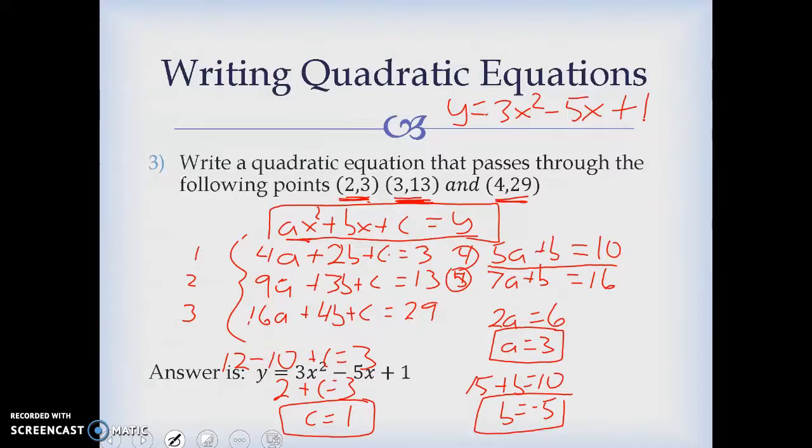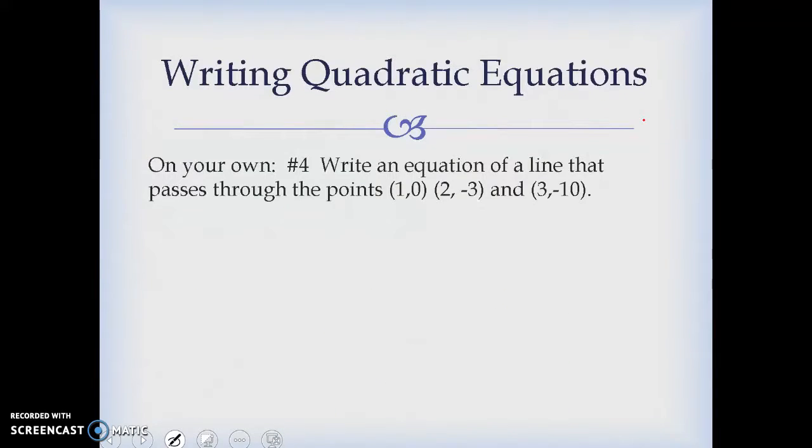Here's what I'd like for you to do. Let's take a look at a similar problem, and I want you to pause the video and see if you can come up with what the equation would be here. Pause the video right now, and then you can start it once you're finished and see if you get the correct answer.